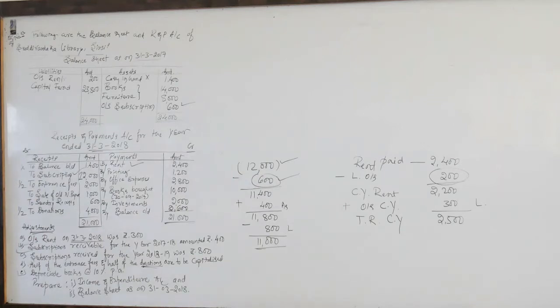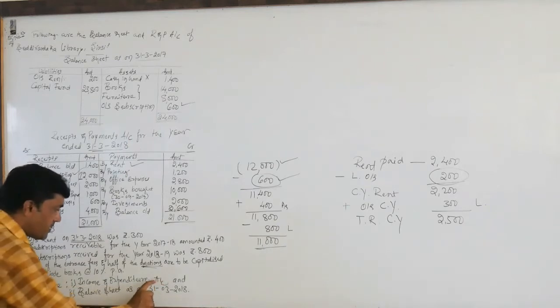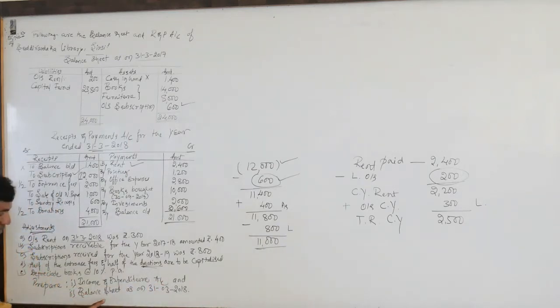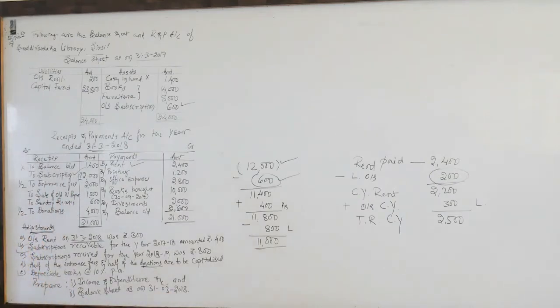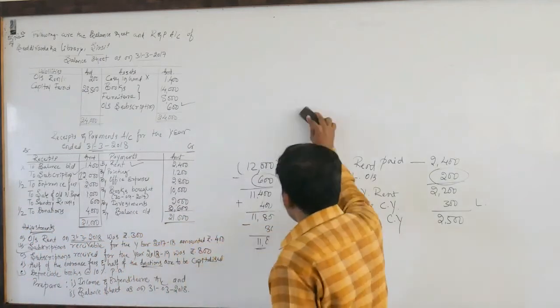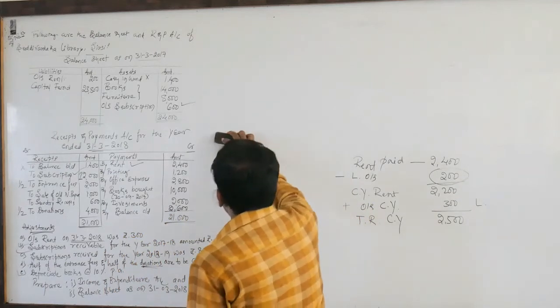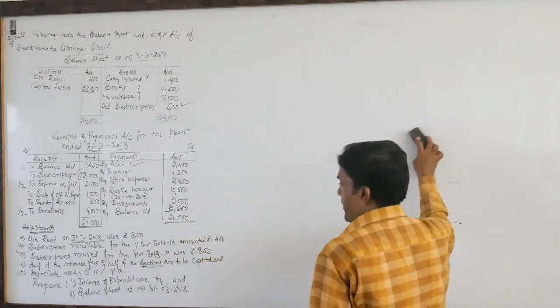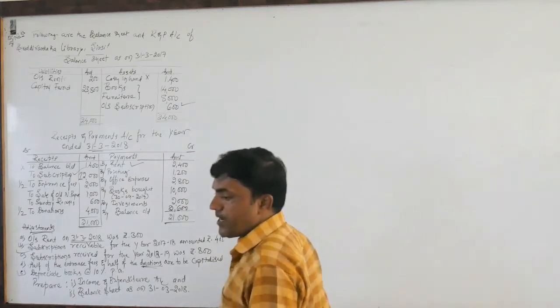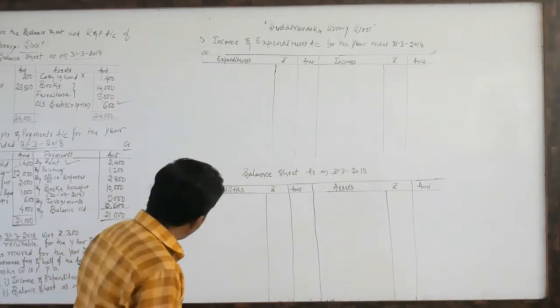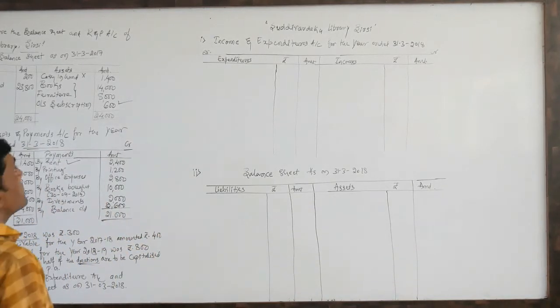So with the help of this, dear students, in the problem they have asked to prepare the income and expenditure account and balance sheet as on 31st 3 2018. Okay, now I am very much interested to solve this problem. Here I am preparing one, the income and expenditure account, and another, the balance sheet. Dear students, here I am solving this problem.